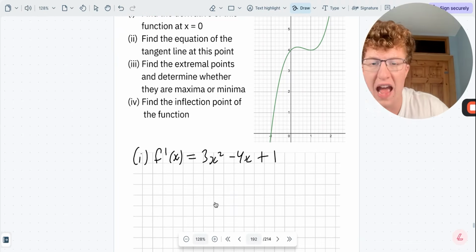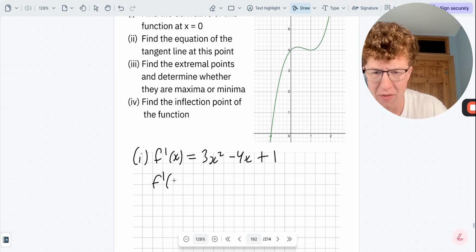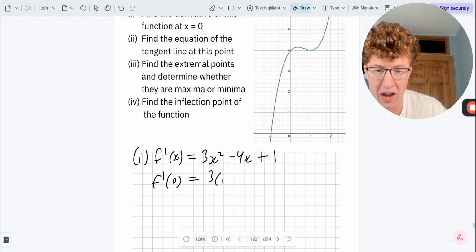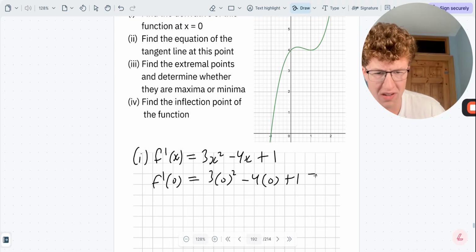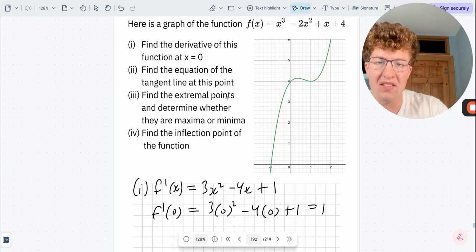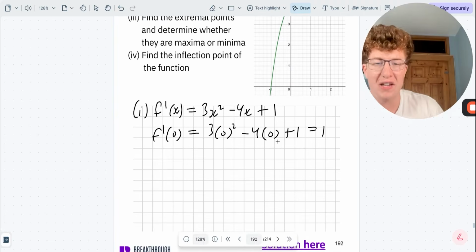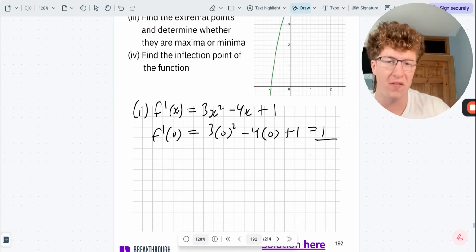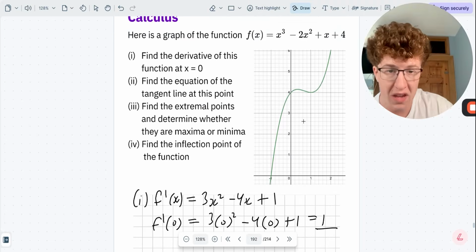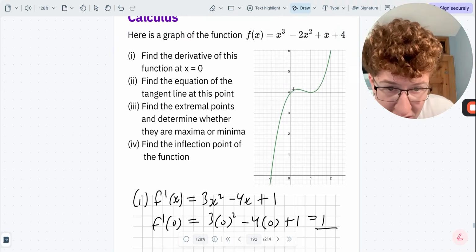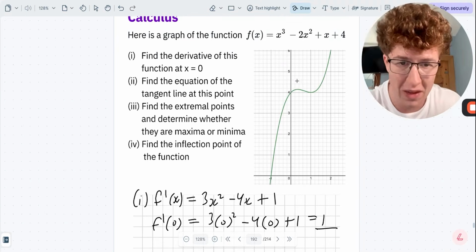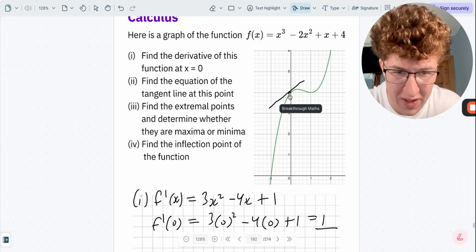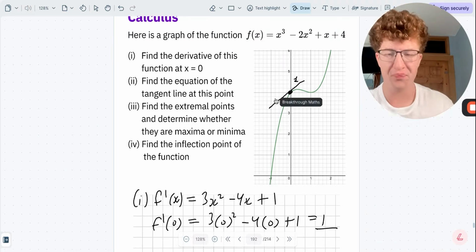And then we want to find it at x equals 0. So f prime of 0, we're just going to fill in 0 for x. 3 times 0 squared minus 4 times 0 plus 1. So that's equal to 1. That means that the derivative of the function at x equals 0 is just 1. So the slope of the function at x equals 0 is 1. So imagine if we go up here, it's going to look something like this. The slope right at this point here is going to be 1.